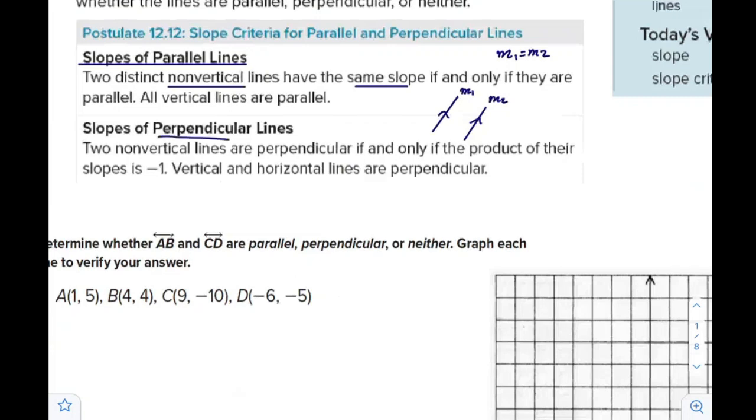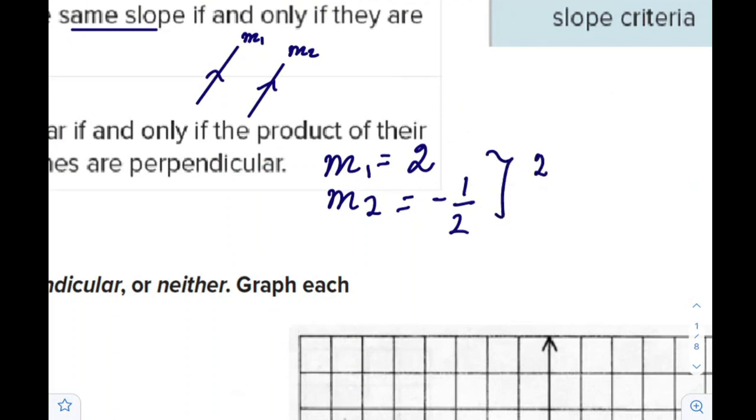While for perpendicular lines, the relation is different. Two non-vertical lines are perpendicular if and only if the product of their slopes is -1. For example, if the first slope was 2, then the second slope will be -1 over 2. Why? Because 2 times -1 over 2 is equal to -1. Or simply, they can be called negative reciprocals of each other.